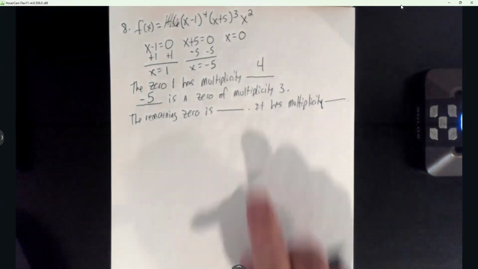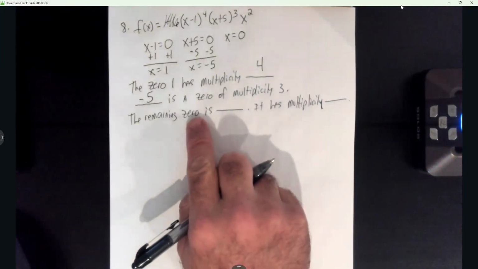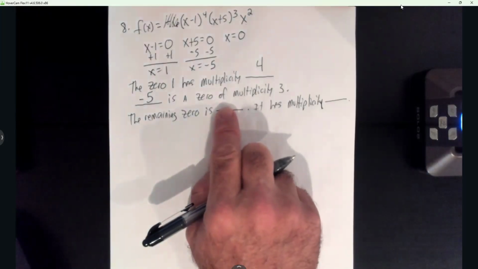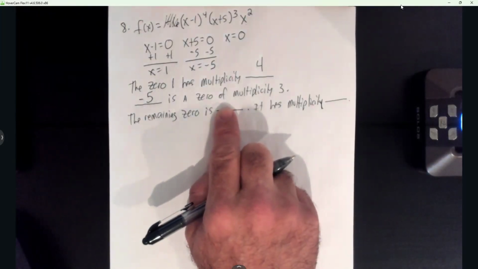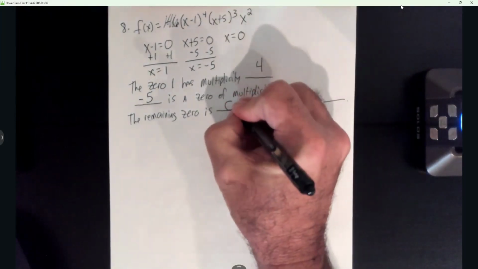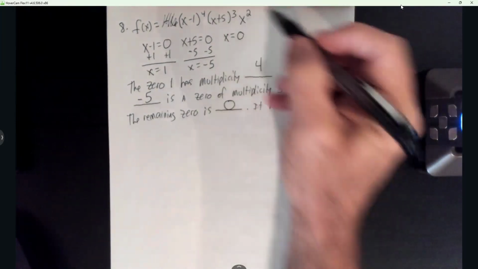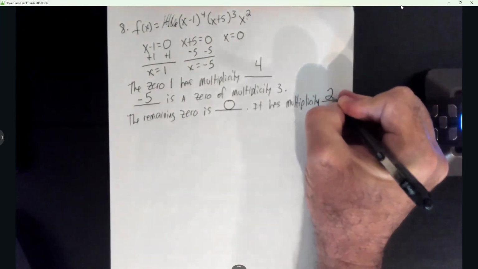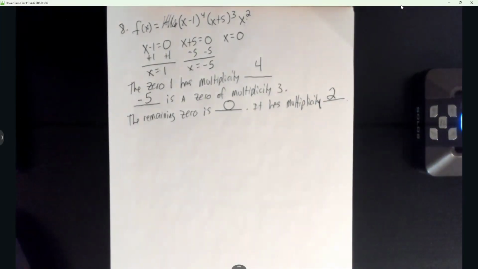All right, then what about this one's got 2 blanks? The remaining 0 is blank. 0, and it has a multiplicity of 2. Good job. So 0, and it came from that single factor that had a multiplicity of 2.